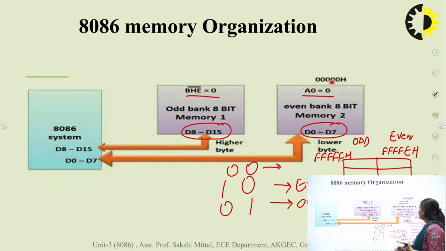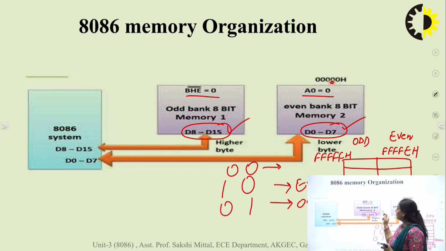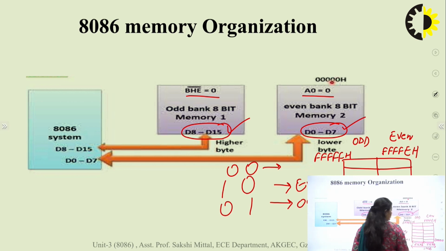First the lower 8-bit data from the even bank will be accessed, then the higher 8-bit data from the odd memory bank. The lower 8-bit data flows on the lower data bus D0 to D7, and the higher 8-bit data flows on D8 to D15. When both memories are enabled, first you access something from this address, then you move to this particular address. If one has 23 and the other has 17, then in one instruction I am accessing the complete 16-bit data, 1723.